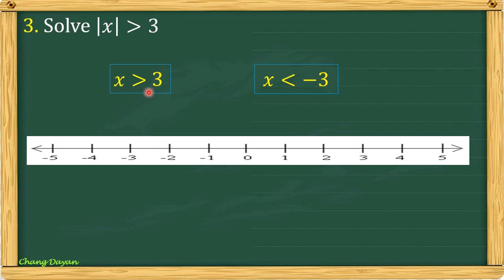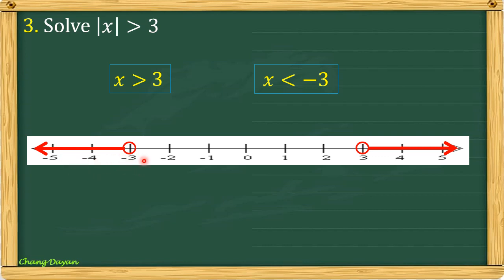So x greater than 3 is here. So from here, since it is greater, the numbers from 3 and up are the solutions that will satisfy the given inequality. Meanwhile, x less than negative 3. Let us plot first the point. So we have here the point. And then x less than. So the arrow must be going to the left, since all the values are less than negative 3.